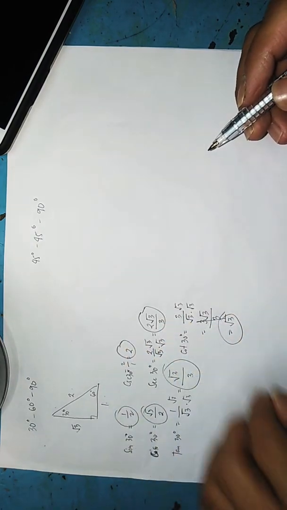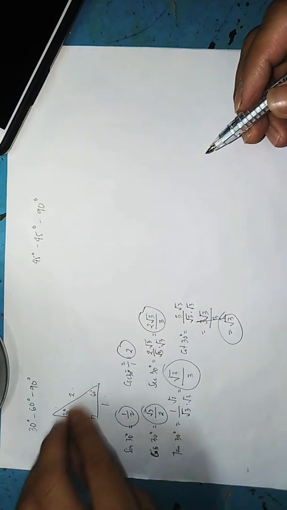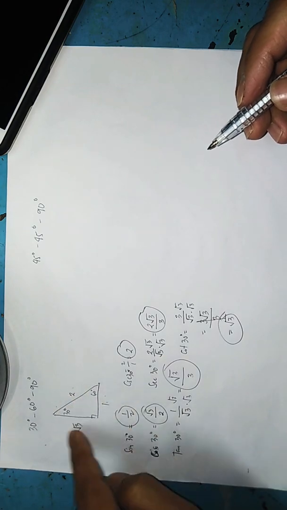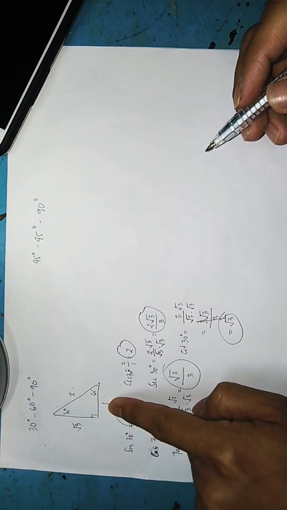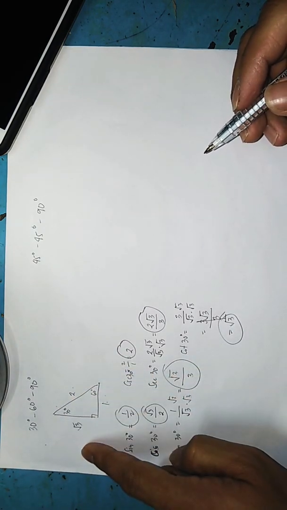So, yan na yung trigonometric ratios ng 30 degrees. Kahit hindi ibigay yung sides, tandaan nyo lang yung mga shortcut natin sa sides: 1, 2, square root of 3.